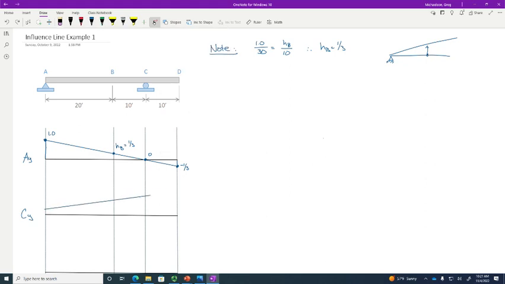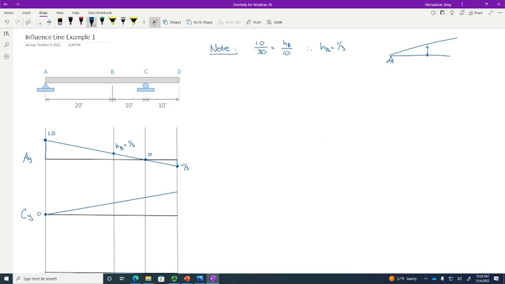Technology. We're going to do this, going to do that. Then we're going to do that. There we go. That's better. All right. Now we have our influence line for the reaction at C.